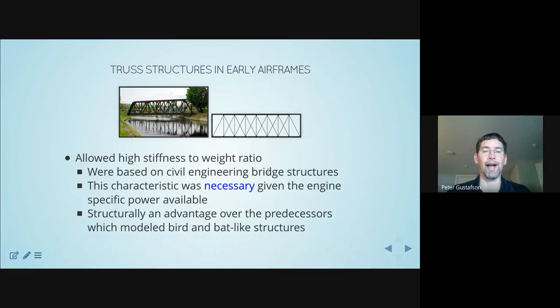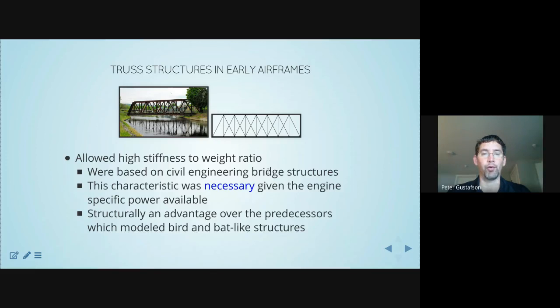What does a truss structure allow that the predecessors to the Wrights didn't necessarily have in their aircraft design? Perhaps most importantly, this truss-like structure had a very high stiffness to weight ratio. The wing itself could withstand relatively high loads with relatively small deformations at reasonable weights. So that metric, stiffness to weight ratio, was quite critical to the Wright brothers to be successful. So their work was largely based on civil engineering structures of the time. As I mentioned, truss bridges were in common use even in this early era.